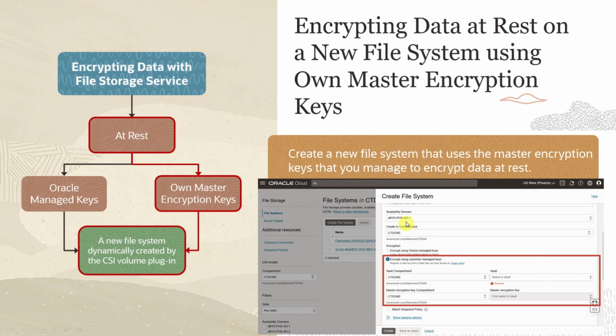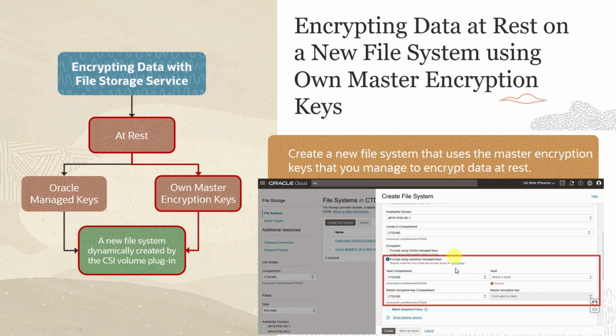Within the OCI file storage service, when you create the file system, under the encryption setting, select the encrypt using customer managed keys option, and under the vault compartment, select the compartment where you've created the vault. Under the vault field, specify the vault. Then under the master encryption key compartment, select the compartment where your master encryption key is created, and under the master encryption key field, select the MEK that you had created.